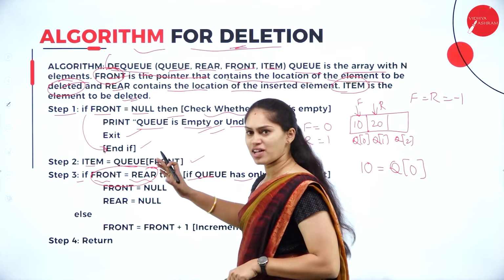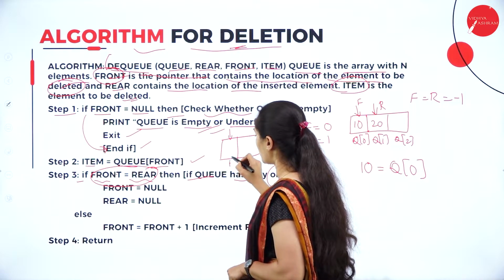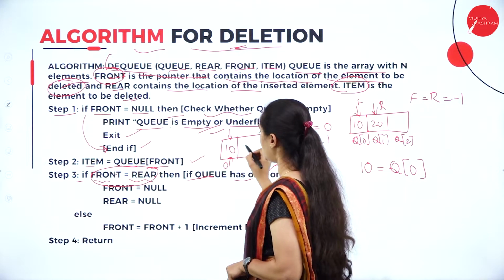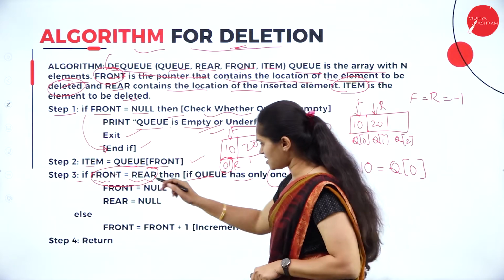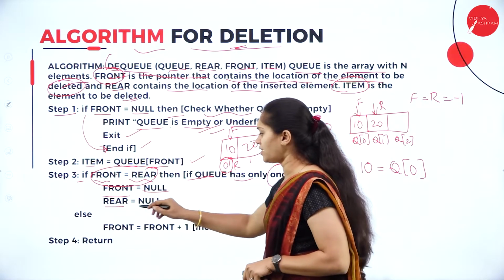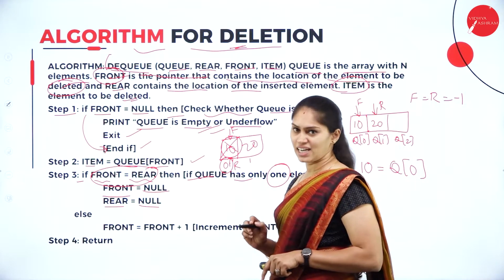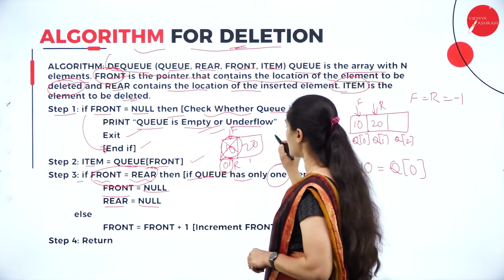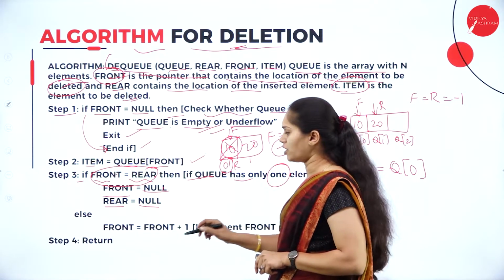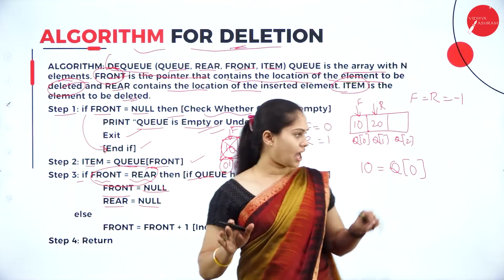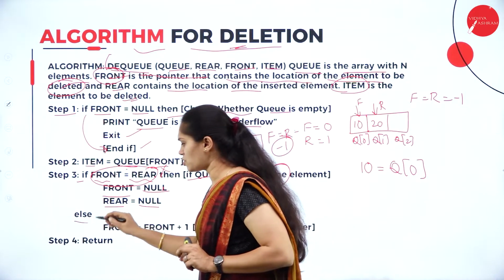Now just imagine, if both front and rear are pointing to the same location. So here let me consider 0, 1, here 10 and 20, this is front, this is rear. Both are pointing to the 0th location. If this is the case, at that time front is equal to null, rear is equal to null. I have only one element and that needs to be deleted from the queue. So if that is the case, both front and rear pointers will be set to null or to -1. But in this scenario, front is not equal to null. So if this is not true, then it comes to the else part.